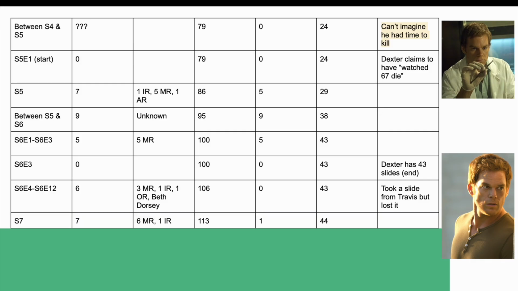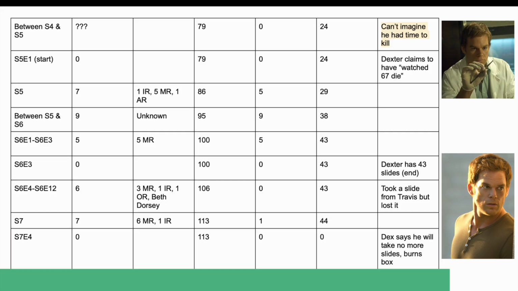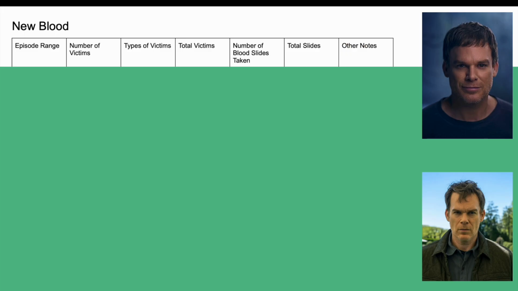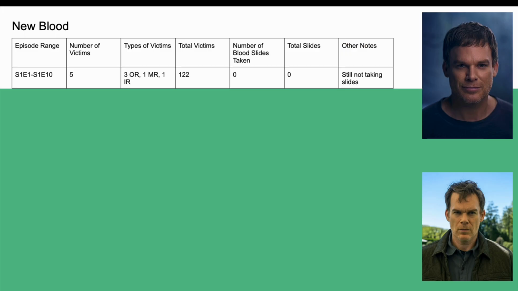Throughout season 7, he kills 7 people, but takes only 1 blood slide, bringing him to 44. In episode 4 of that season, Dexter says he will take no more slides and he burns his box. And finally, in season 8, he kills only 4 people and takes no slides. That brings us to Dexter New Blood, where throughout that whole season, he kills 5 people and takes no slides.